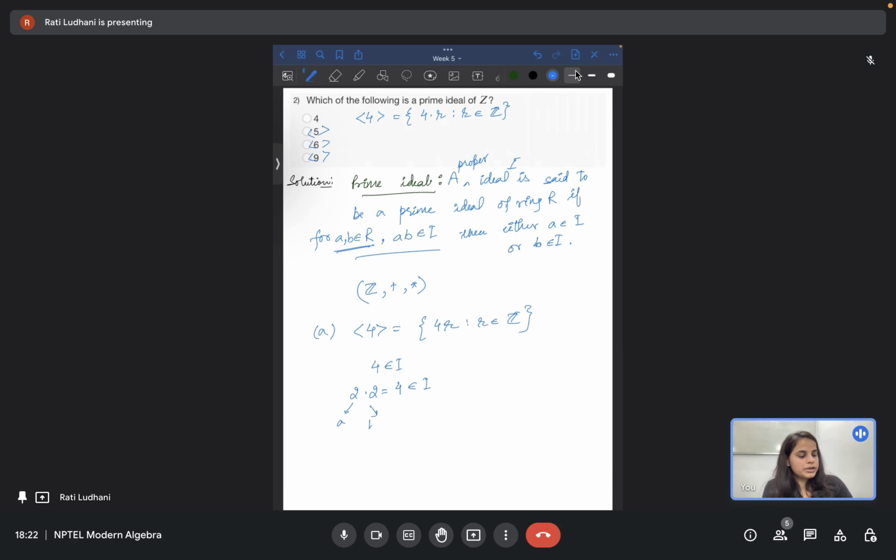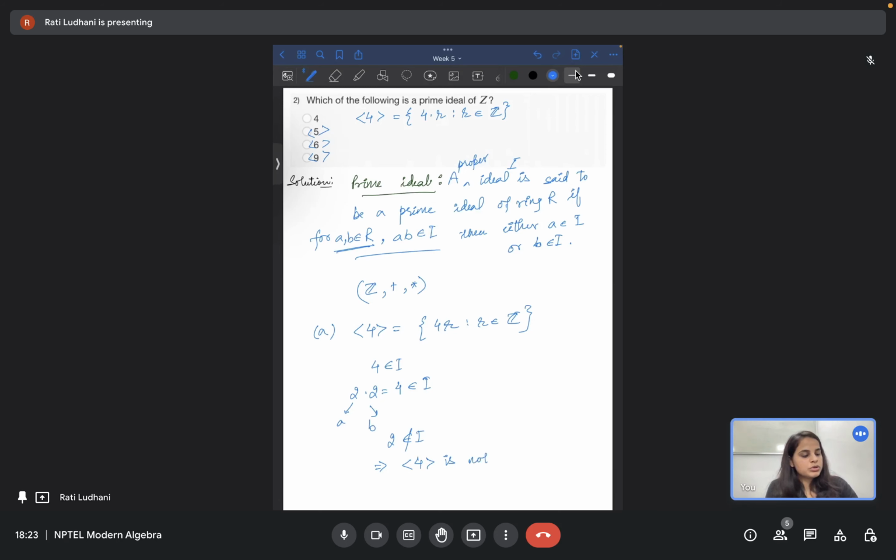So if you take A and B, then 4 belongs to I because all the multiples of 4 are here, but 2 does not belong to I, and this holds for both cases. So A and B do not belong to I, but AB belongs to I. So that is a problem. This implies this is not a prime ideal.